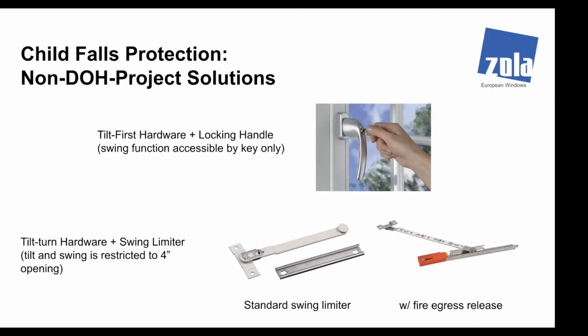So here's a slide for non-DOH projects. These are the typical things that we provide for people who are looking to limit the swing or operability so no kid can get out. The first one is we key out the turn and provide only a tilt function, so a key is always required to get into the turn function. The second one is to provide a swing limiter, either a releasable one for fire egress or one that is not easily releasable. It is releasable, but with a tool. And that limits the swing to 4 inches. Those are the two solutions. Neither of those solutions actually works for DOH. So surprise, surprise.